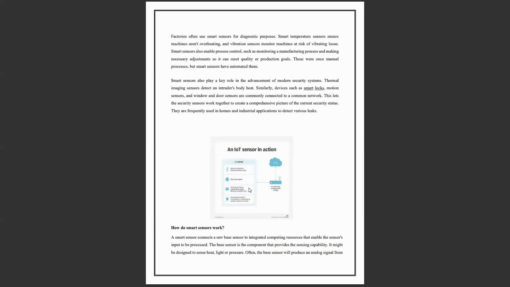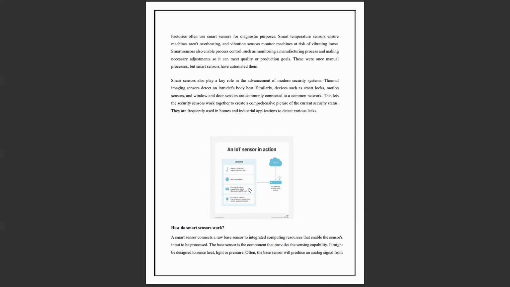Smart sensors also enable process control, such as monitoring a manufacturing process and making necessary adjustments so that it can meet quality or production goals. These were once manual processes, but smart sensors have automated them. Smart sensors also play a key role in the advancement of modern security.